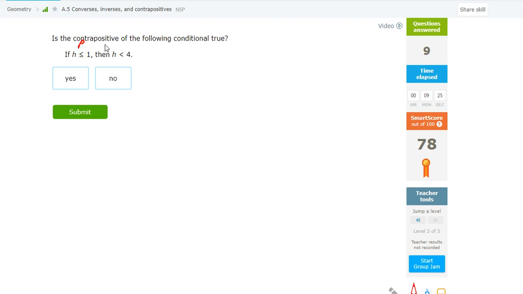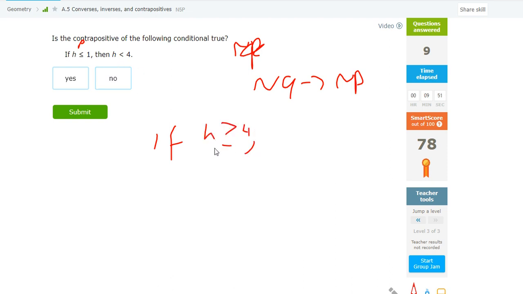Is the contrapositive of the following conditional true? So here's P, here's Q. The contrapositive is not Q, not P. So flip this, so it should be if, right? So this is, you gotta negate this. It should be if H is greater than or equal to 4, then H is greater than 1. So if H is greater than or equal to 4, then H is greater than 1.